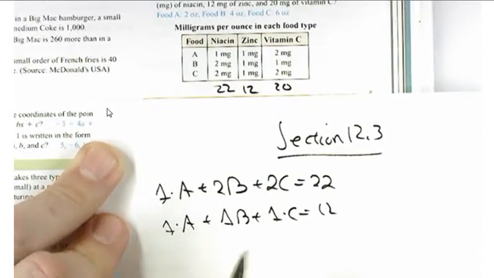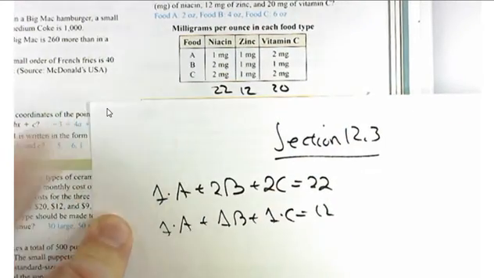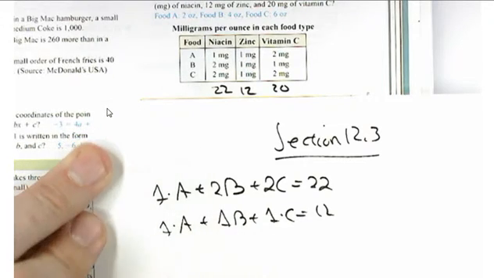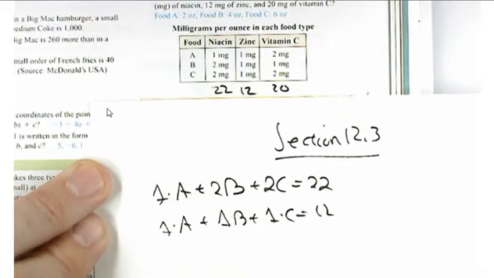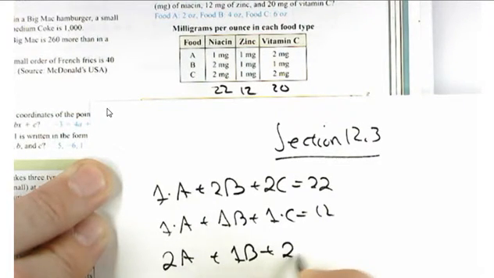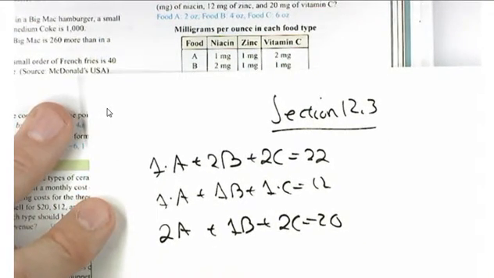Now there's one last equation that we need here, and that's for the 20 milligrams of vitamin C. See if you can write down that 20 milligrams for vitamin C. Tracy, what would that last equation be? Perfect. So that's your system of equations.